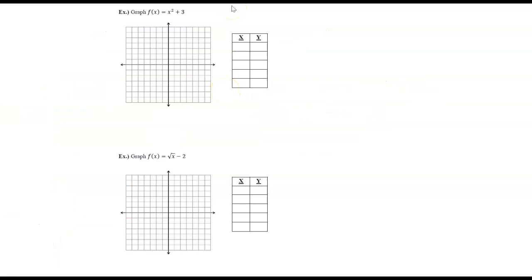So if we have -2, -1, 0, 1, 2, we graph this. -2 squared plus 3, we'll plug it in. So remember, -2 squared becomes a positive 4, because -2 times -2 is a positive number, plus 3, we get 7. -1 squared plus 3, -1 times -1 is a positive 1, plus 3, we get 4.